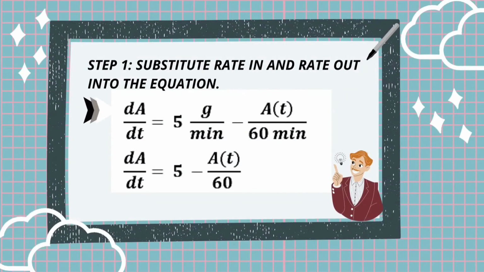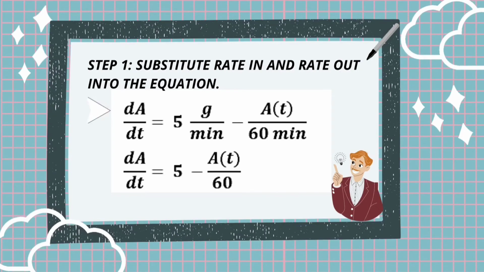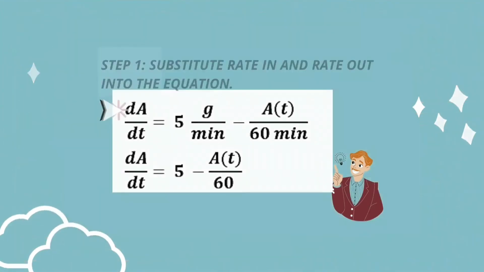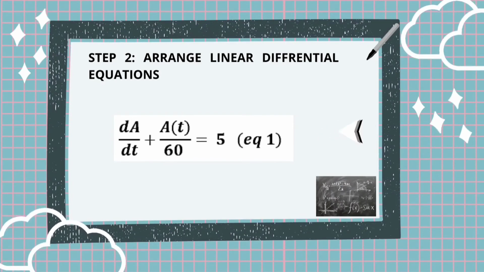Step 1. Substitute rate in and rate out into the equation. So dA over dt equals 5 grams per minute minus A of t over 60 minutes. So dA over dt equals 5 minus A of t over 60. For step 2, we need to arrange it as a linear differential equation, so we put the same variables on the left hand side. So dA over dt plus A of t over 60 equals 5. That is equation 1.